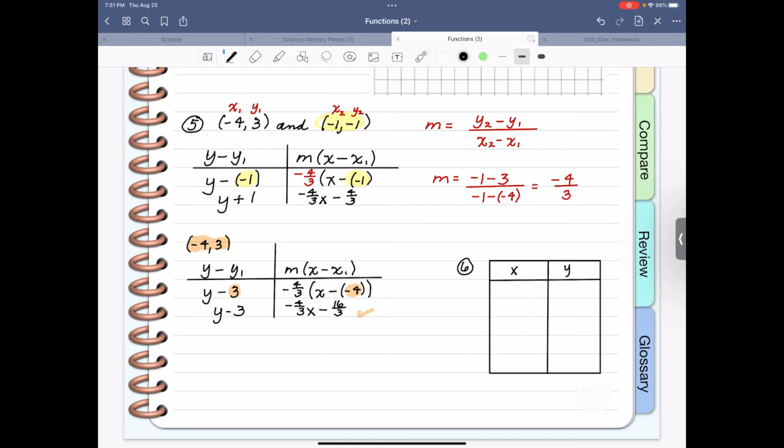X and Y. I see when X is 0.5, Y is 10. When X is 1.5, Y is 20. When X is 2.5, Y is, you want to guess, 30. When X is 3.5, Y is 40. And when X is 4.5, Y is 50.